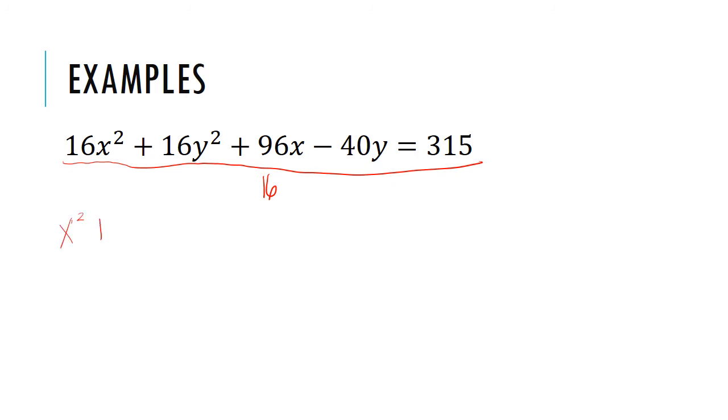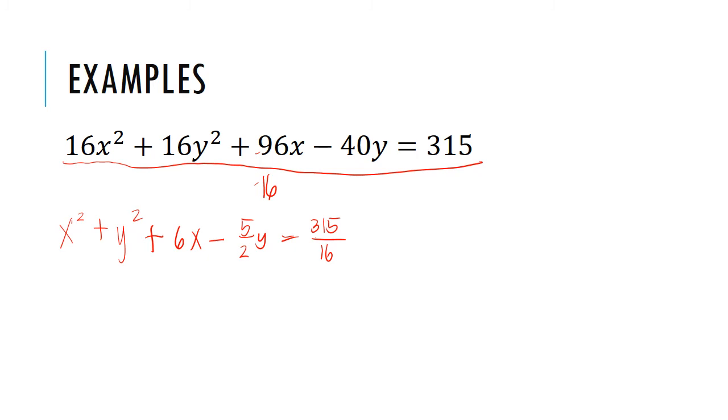x squared plus y squared plus 96 divided by 16 is 6x minus 40 over 16 is, okay, greatest common factor nila is 8. Tama, greatest common factor is 8. So, magiging 5 all over 2y, yung 40 divided by 16. Tapos, yung 315 divided by 16 ay wala. Improper fraction na siya. Ganyan na siya.